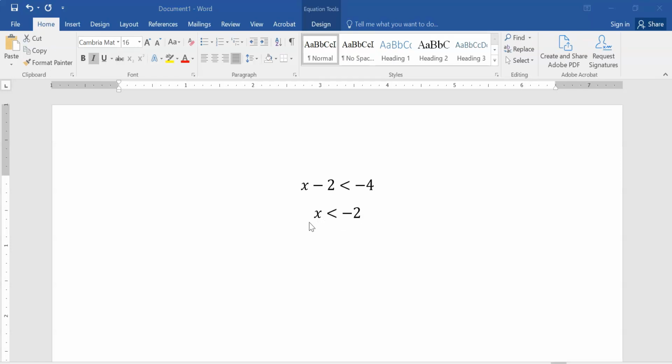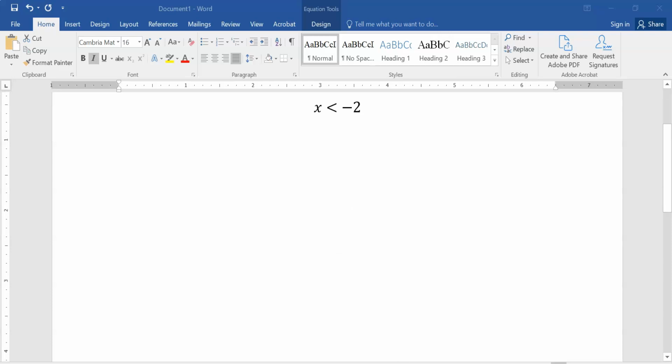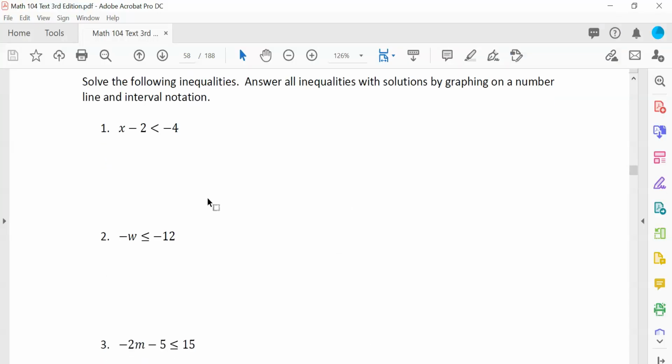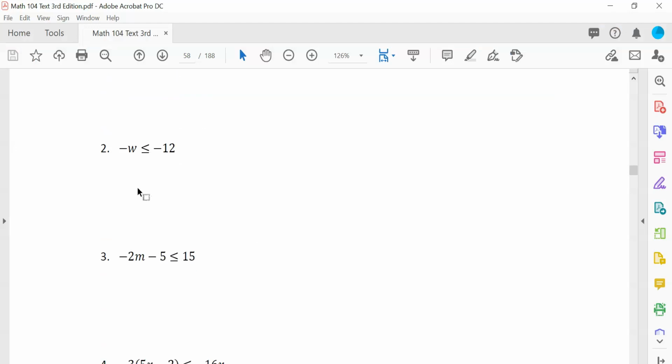Now, I don't have a coefficient, or I have an implied 1 as a coefficient in front of my x, so I don't have any division step. So this is the solution, or at least it is the algebraic solution to this linear inequality. I'll talk more about other solutions in just a moment. So let's do another one. Let's go to number 2 here. Negative w less than or equal to negative 12.